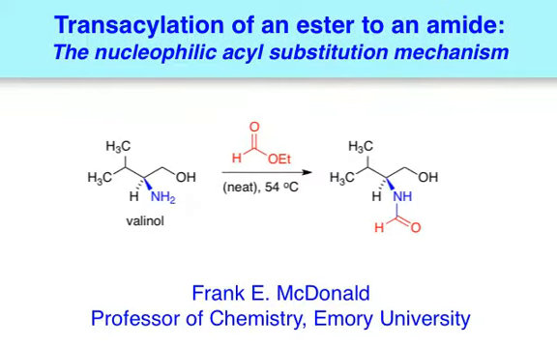The transacylation of valinol with ethyl formate affords the corresponding formamide, with high chemoselectivity for acylation of the primary amine in the presence of the primary alcohol. In this tutorial, this example of the nucleophilic acyl substitution mechanism will be described in detail. Notice that no acidic or basic catalysts are present.